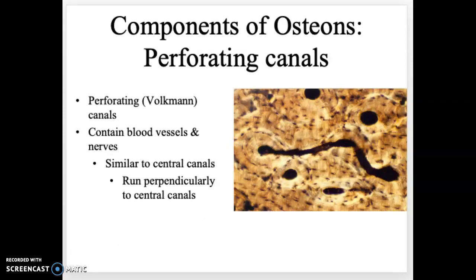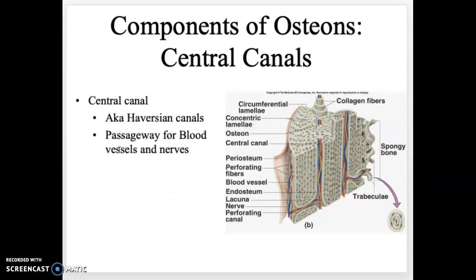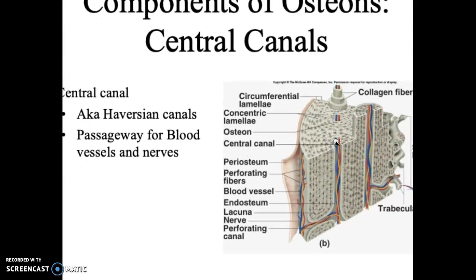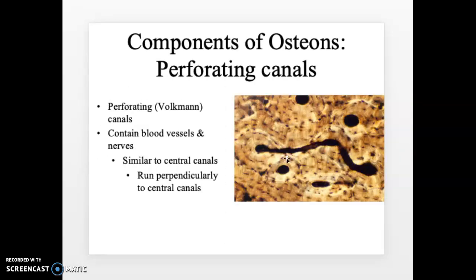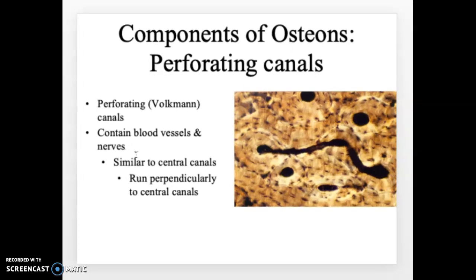Perforating canals. I'm actually going to go back up to this first picture. So we can see here the central canal that has the blood vessels. Those are running parallel to one another. So all these central canals just run straight up and down. So we need a way to get outside of the bone. We need a way to go horizontally. So that's why we have these perforating canals. So they connect the central canals together. You might also see them called Volkmann canals.